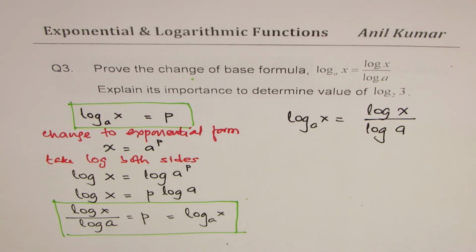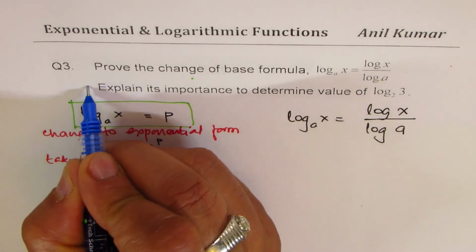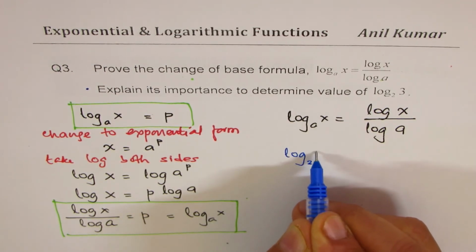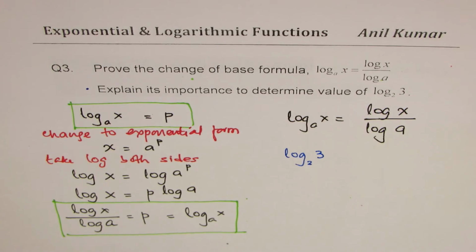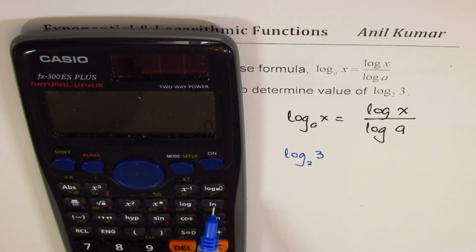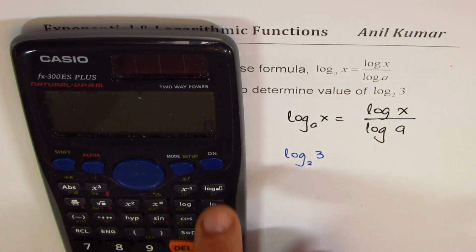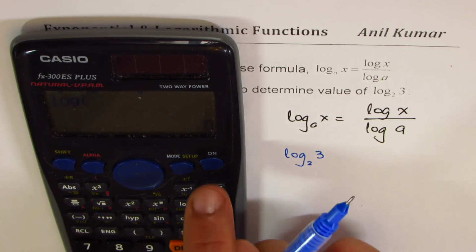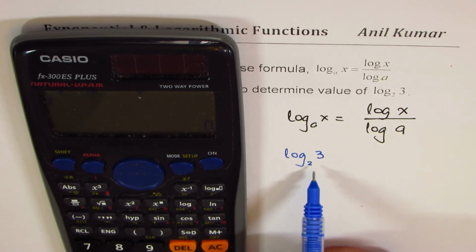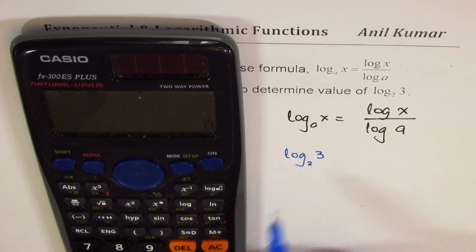Now part B here is to explain its importance: to find the value of log to the base 2 of 3. Now let me share my calculator. Most students will not have this function where we can write down the base. Normally you have log to the base 10 or ln, correct? I have this function log, which looks like this. Do you see that? So I have this particular function which could be utilized to calculate this value. However, normally it is not there.